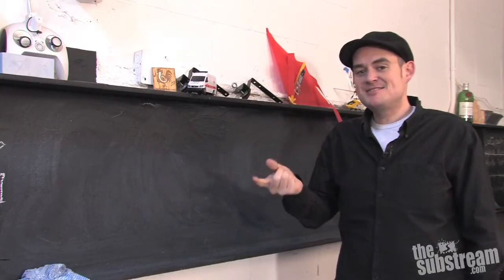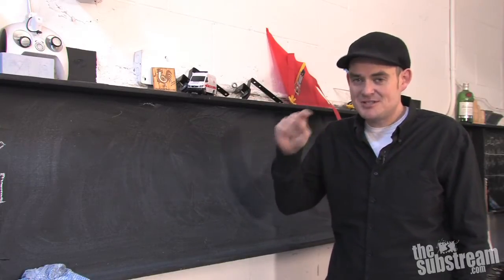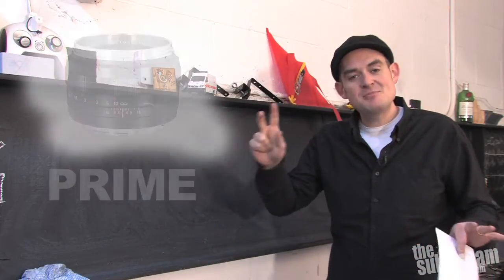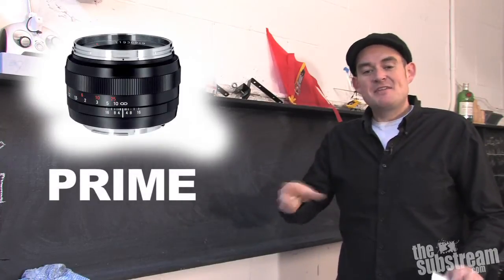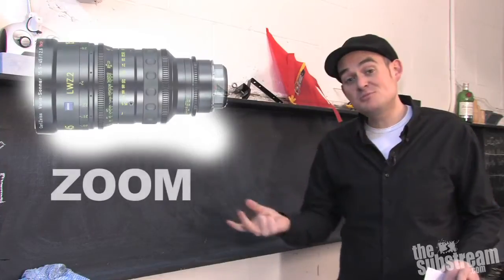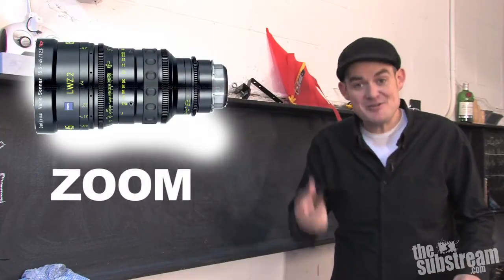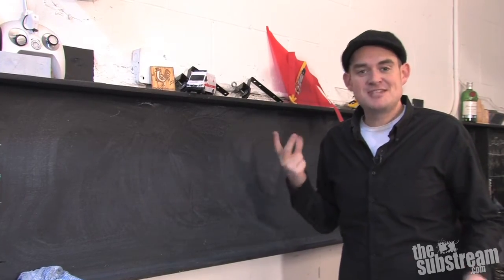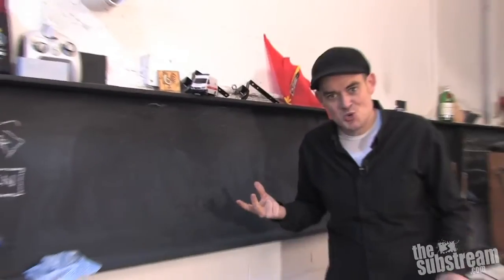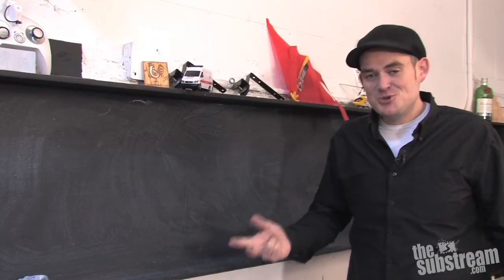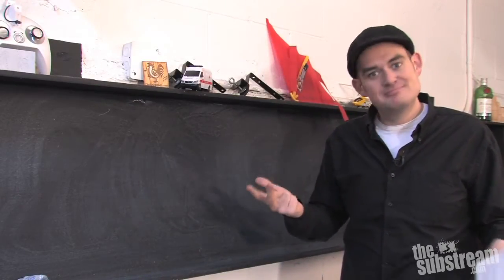I'm kind of excited to talk about what I have to talk about today, which is the difference between prime lenses and zoom lenses. And just to get the foundation down, prime lenses are lenses that have a fixed focal length, like a 50mm prime lens, as opposed to a zoom lens, which is a lens that has a variable focal length, like, for example, a 70 to 210mm zoom lens.